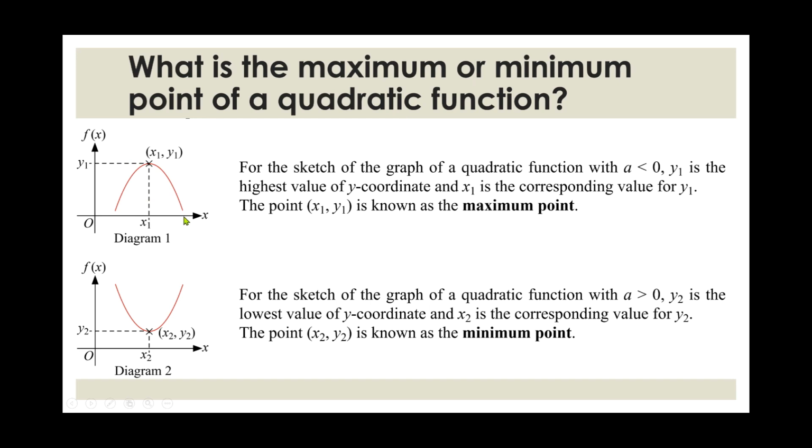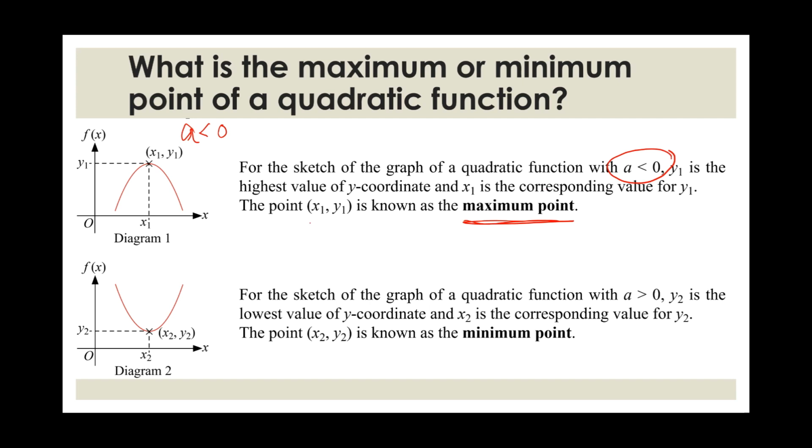Negative. Yes, negative, correct. And then it is less than 0. Yes, less than 0. So you remember this. Whenever we have A is less than 0, you see this point is on top of it. Do we call it a maximum or a minimum point? Maximum. Very good. When it is on top, it is called the maximum point.